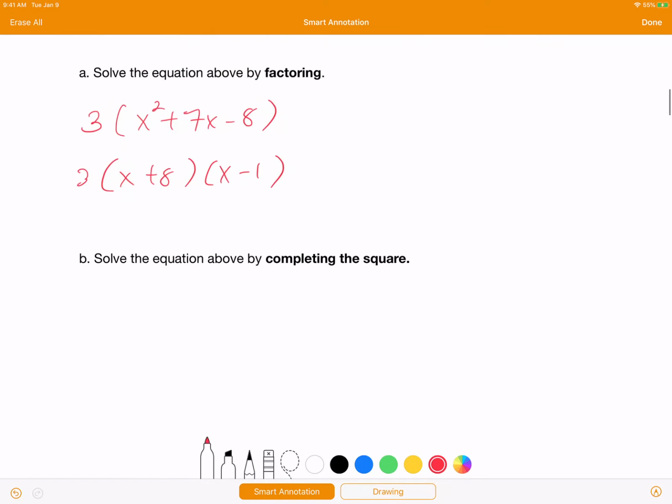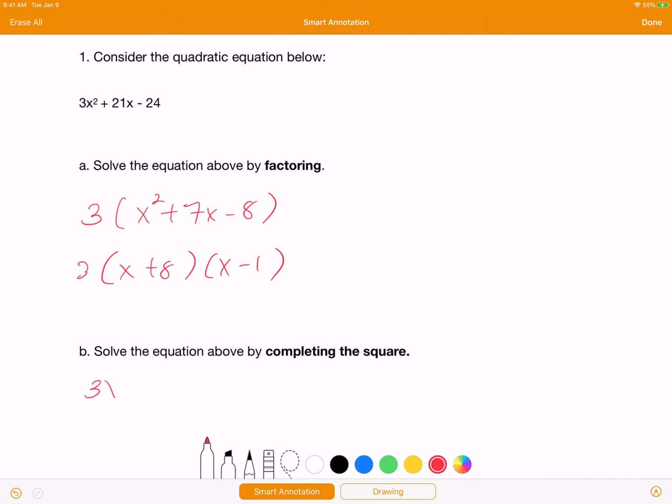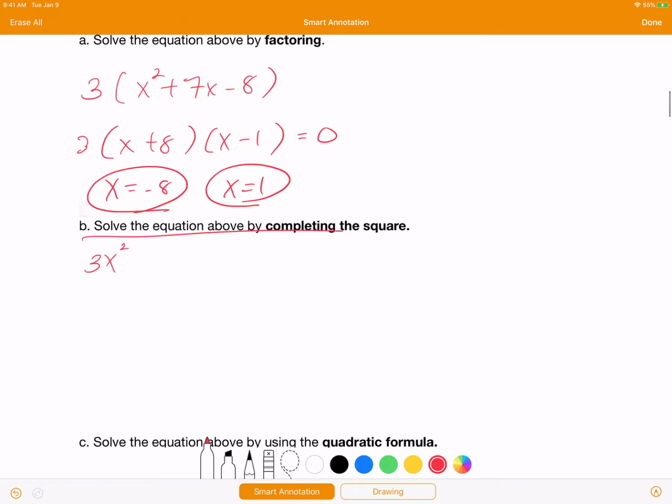So solve the equation by completing the square. So 3x squared, oh, by the way, this has to be set equal to 0, so we have to have x equals negative 8 and x equals positive 1. Solve the equation above by completing the square. So 3x squared plus 21x minus 24 is equal to 0.